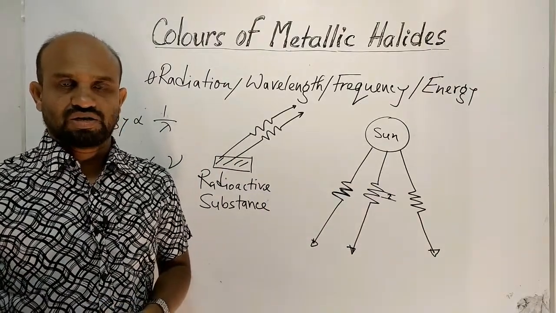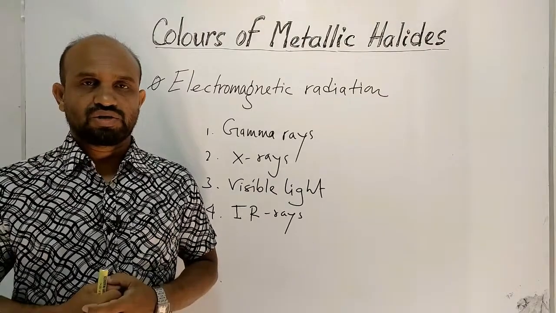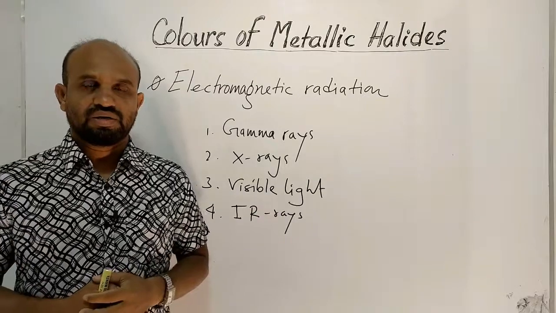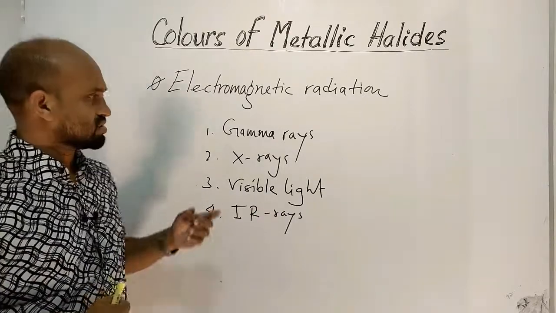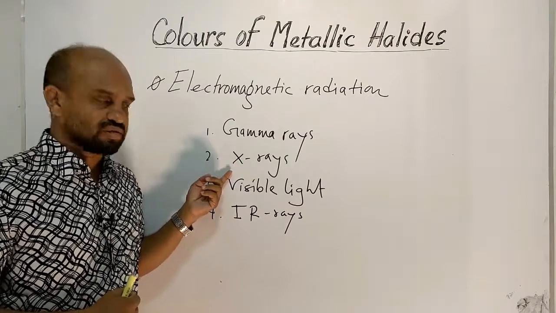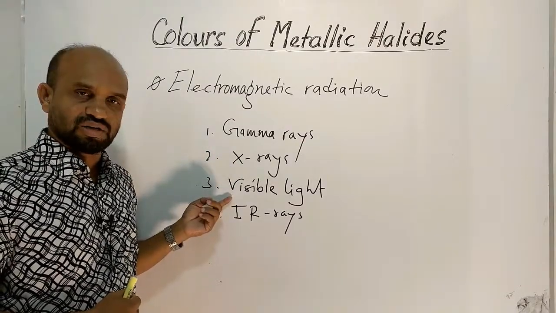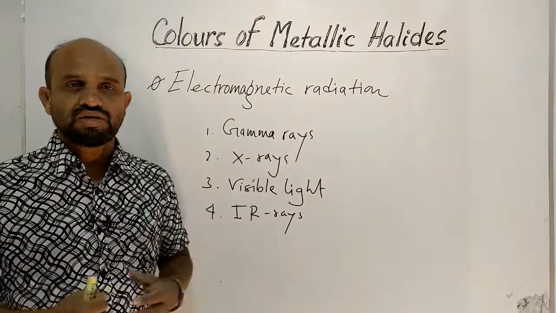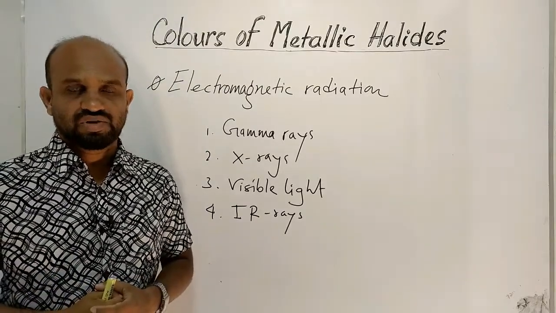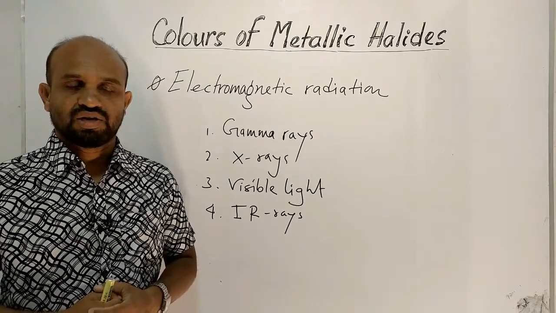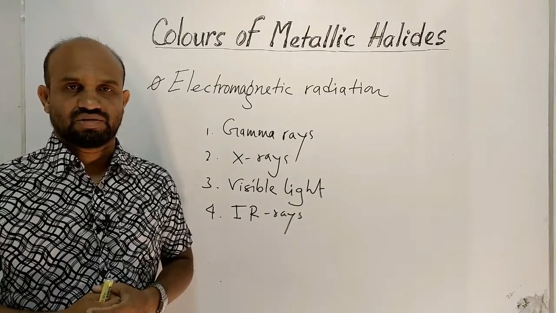Now let's see the next point. Now the point is electromagnetic radiation. The radiations such as gamma rays, X-rays, visible light, infrared rays, the rays having electric field and magnetic field are called electromagnetic radiations.